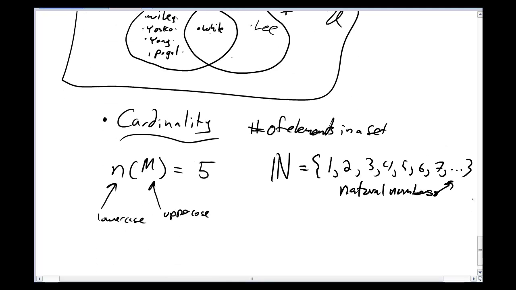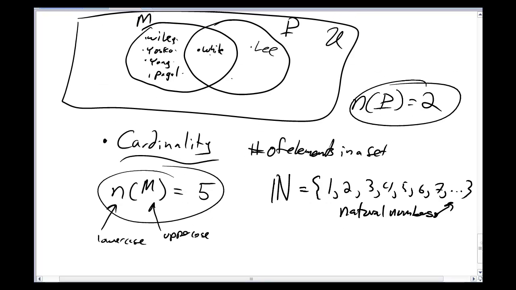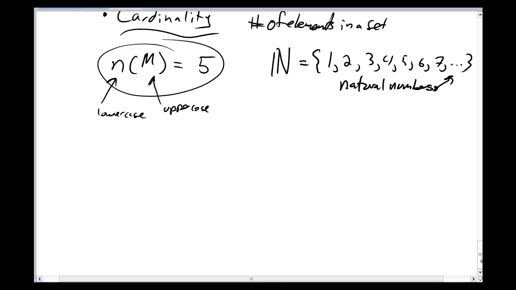So if I'm counting the number of things in set M, that's great. There's 5 people in the VC math department. I could also count the number of things in set P. There's 2 people in the VC physics department. But what if I want to count the number of things in the 2 of them together? So this gets us to our first sort of set formula. I want to count the number of things in M union P, the number of things in both these sets.